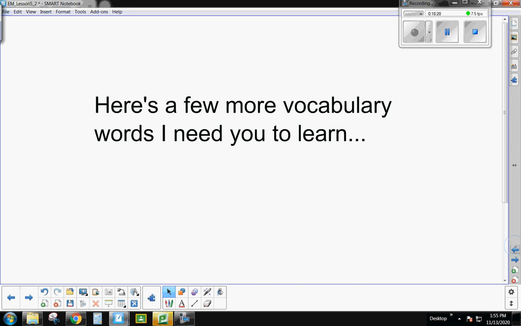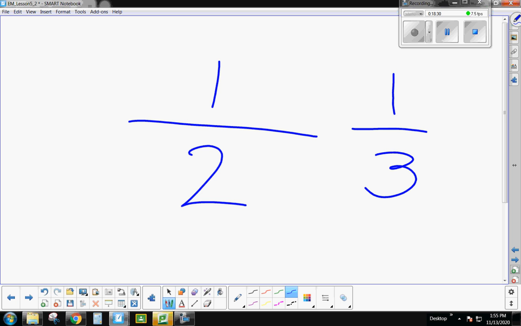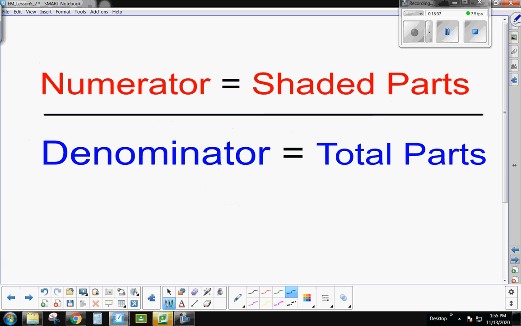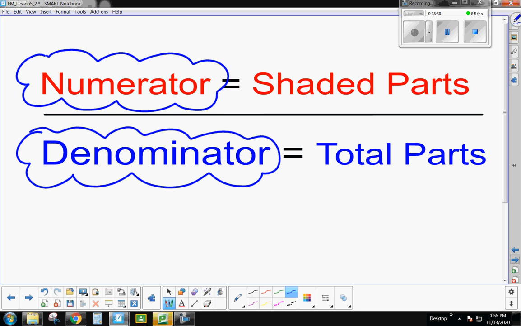All right, in a fraction, you notice that I had a top number and a bottom number. So you would see me write 1/2, or maybe I wrote 1/3, or maybe I wrote 1/4. There are special names for those parts. The top number is called the numerator, okay? And the bottom number is called the denominator. So I need you to go ahead and write a big old fraction bar on your paper and write the word numerator and denominator. Pause the video if you need to.